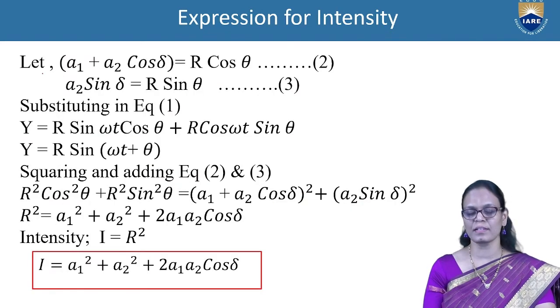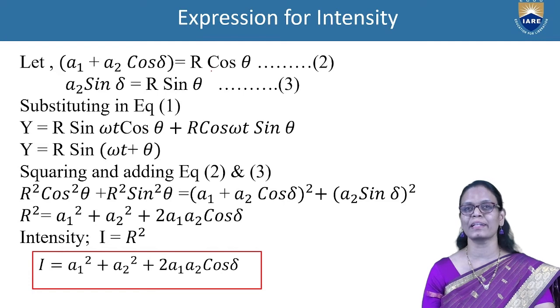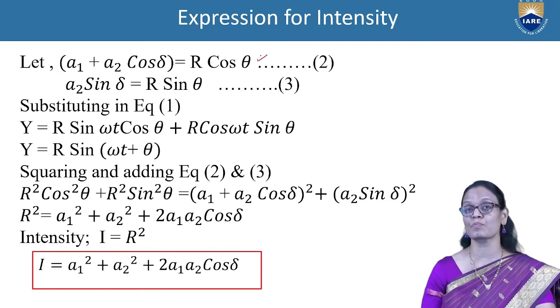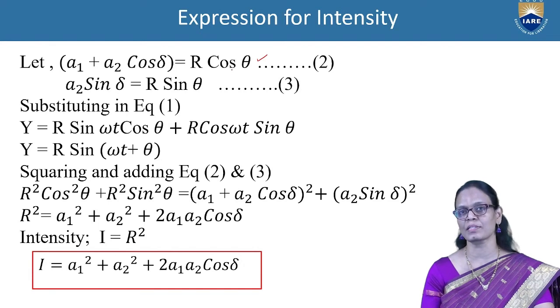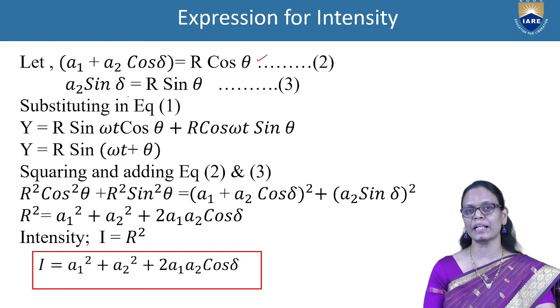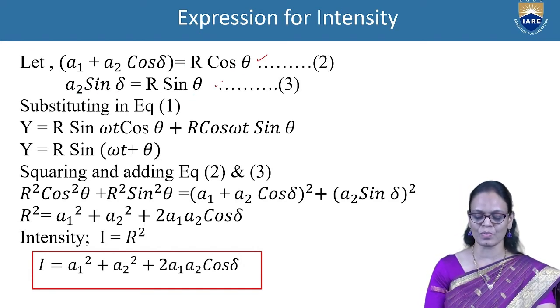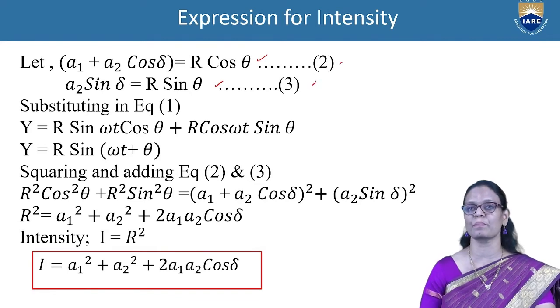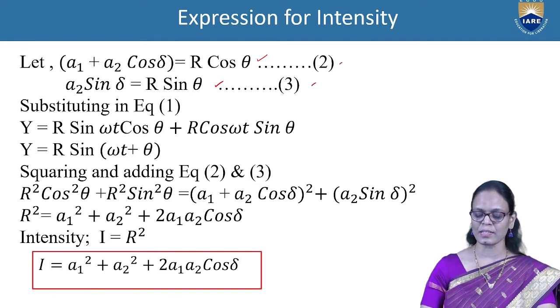Now let us consider a1 plus a2 cos delta as R cos theta. We are doing a substitution: a1 plus a2 cos delta as R cos theta and a2 sin delta as R sin theta. These two are very important. We are going to use them again. So this is a substitution.